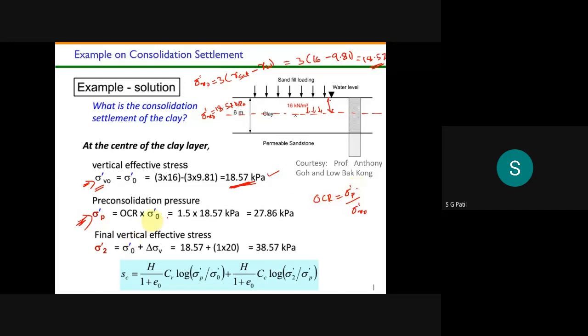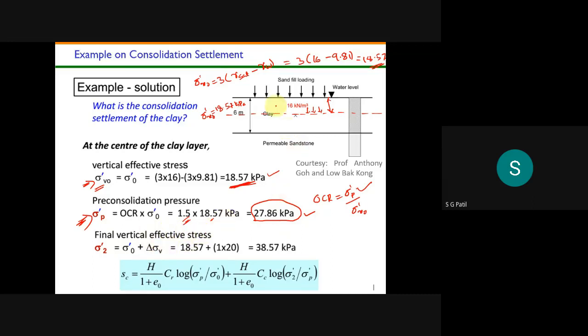Okay, so I can calculate anyway. OCR they have given. How much OCR they have given? They have given 15 as OCR. So I can calculate my pre-consolidation stress. Just now I calculated my initial vertical stress, so OCR into my initial vertical stress will give me the pre-consolidation stress. How much did I get? 27.86. Okay. So now I will calculate the final effective stress.